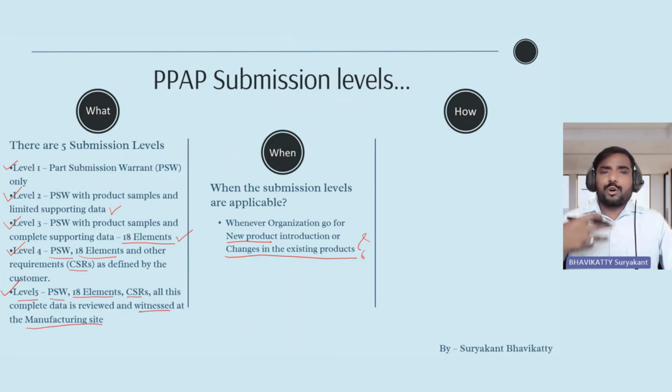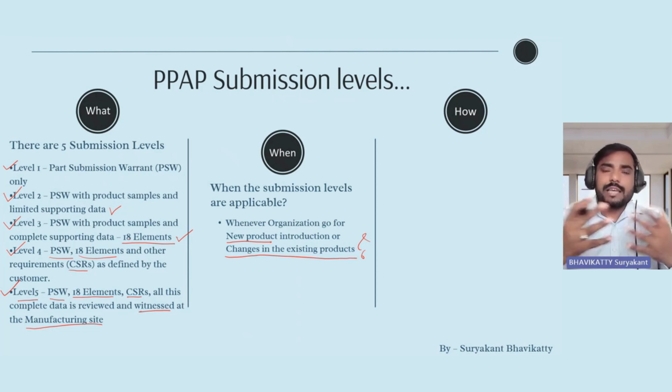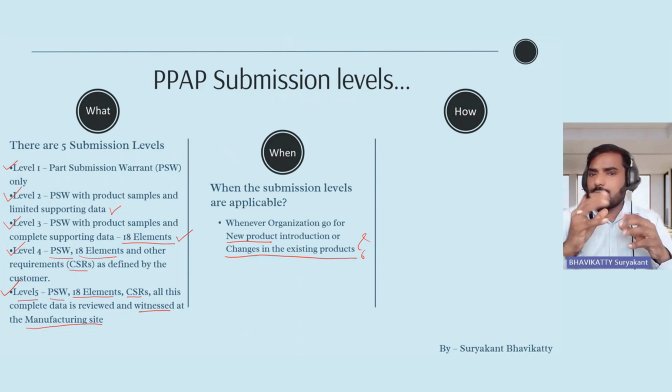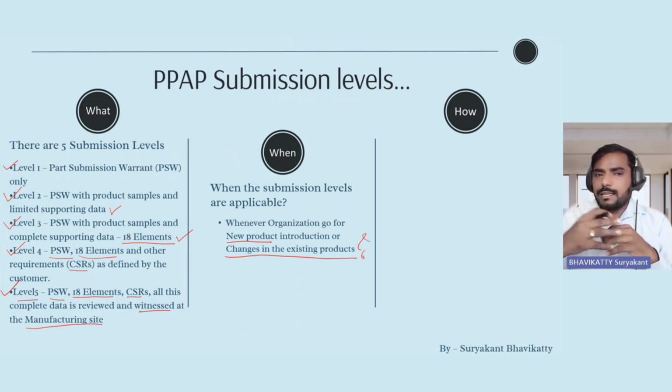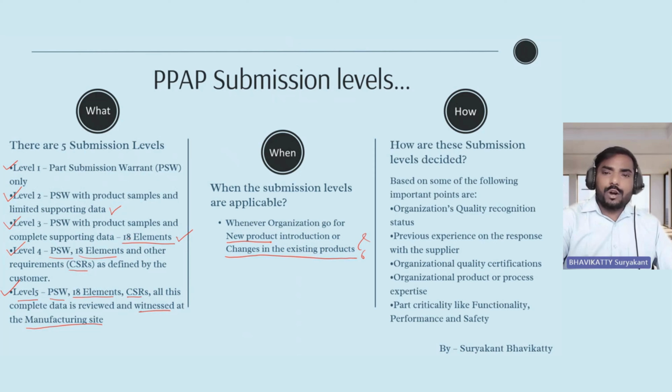And now let us talk about the how part: how the submission levels are decided and who will decide the submission level. Basically, the submission levels will be decided by the customer. The customer will decide what the submission level will be for this particular supplier, right? On what basis will they decide? Based on a few important aspects. The first point is the organization's quality recognition status. This is very, very important, right?